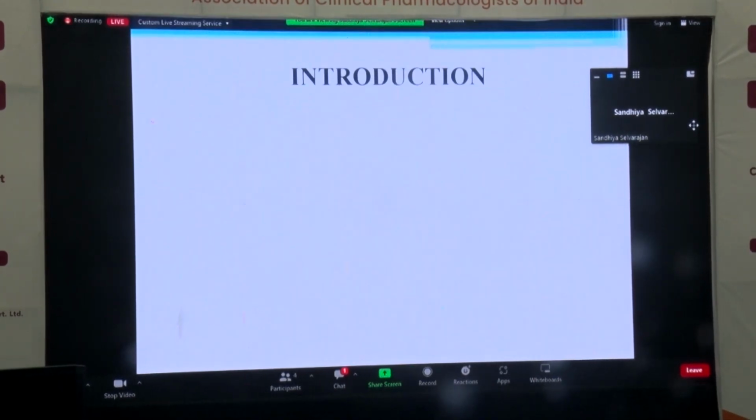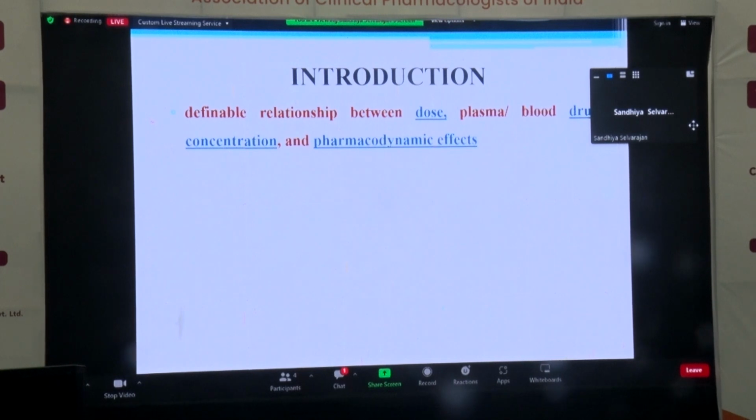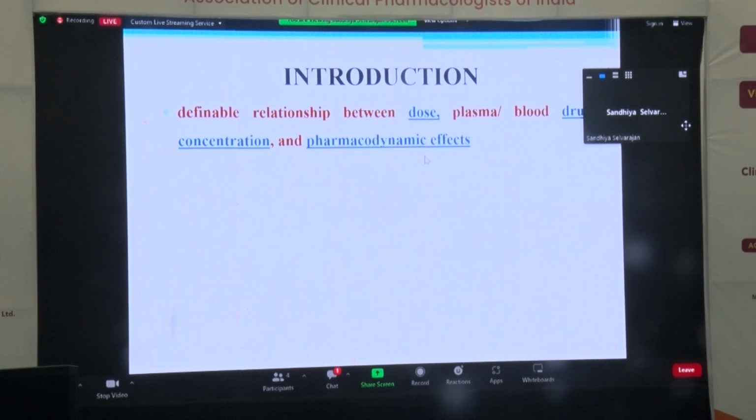So why do we have to do this and for what kind of drugs will we do TDM? We will do TDM only for those drugs which have a definite relationship between the dose of the drug, the plasma concentration of the drug and pharmacodynamic effects. If these factors have some association between them, then only we can do TDM. A drug should have an association between its dose and the pharmacodynamic effects.